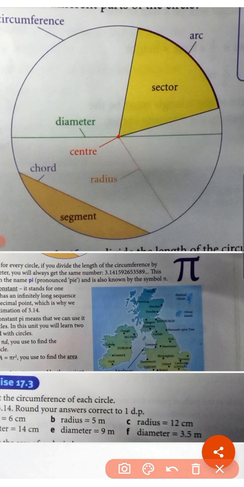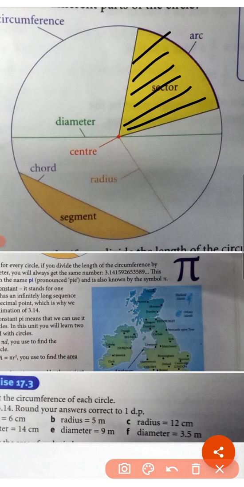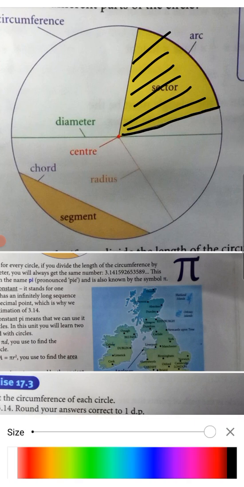Children, here this part is known as sector of a circle. Sector means the portion of a circle enclosed by two radii and an arc. The plural of radius is radii. See children, the portion enclosed by two radii. This is one radius. This is another one.